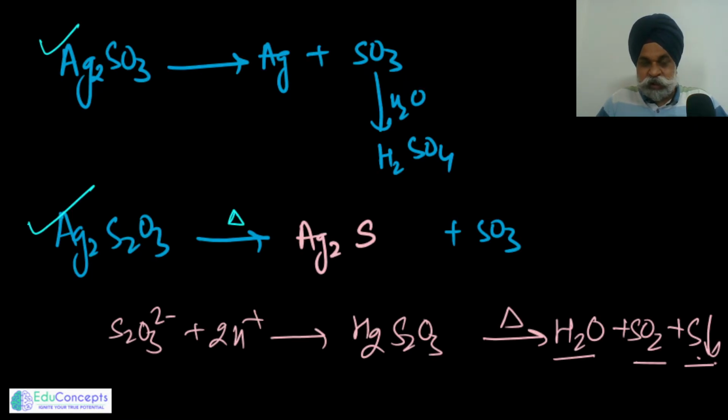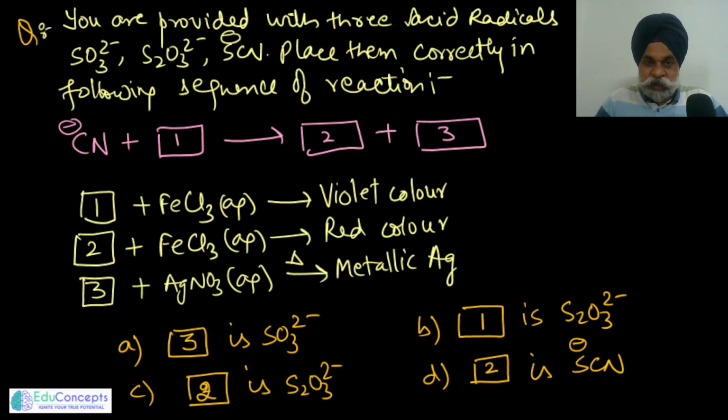Going on to the next question. This I find is a very interesting question. You are being provided with 3 acid radicals. These are sulfite, thiosulfate and thiocyanate. So these are the three species which are being given to you. Place them correctly in the following sequence of reaction. Oh, interesting. So cyanide is being treated with 1 to give you 2 and 3.